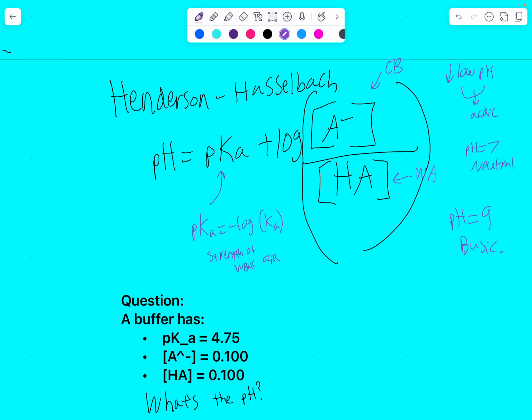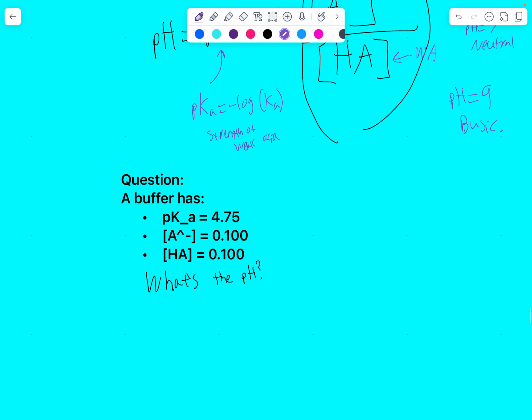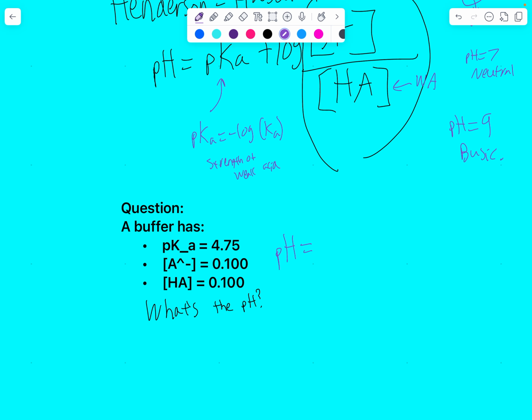So let's try this problem together. A buffer has a pKa of 4.75, an A minus of 0.100, and HA of 0.100, right? So what's the pH is what they want to know. So I'm going to plug this in. pH equals the pKa of 4.75 plus the log. What's my A minus? 0.100. What's my HA? 0.100. What's 0.100 divided by 0.100? 1. So I got pH equals 4.75 plus log of 1.